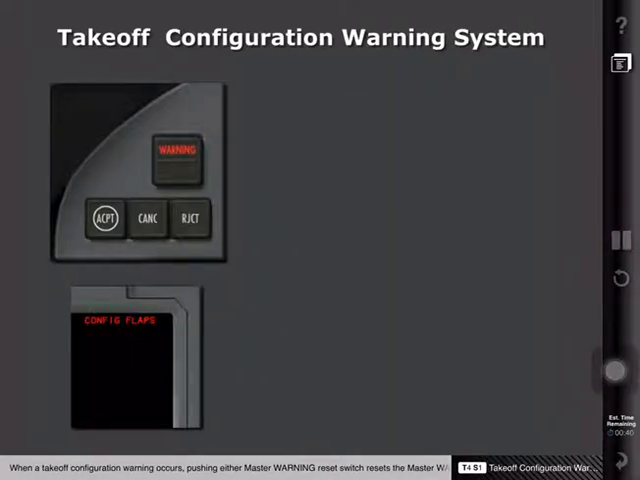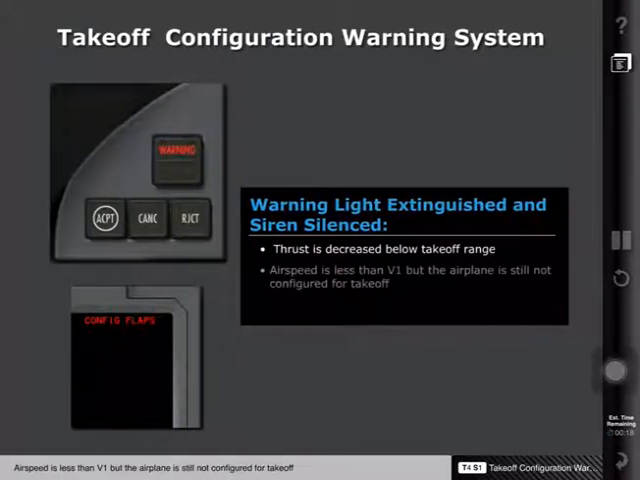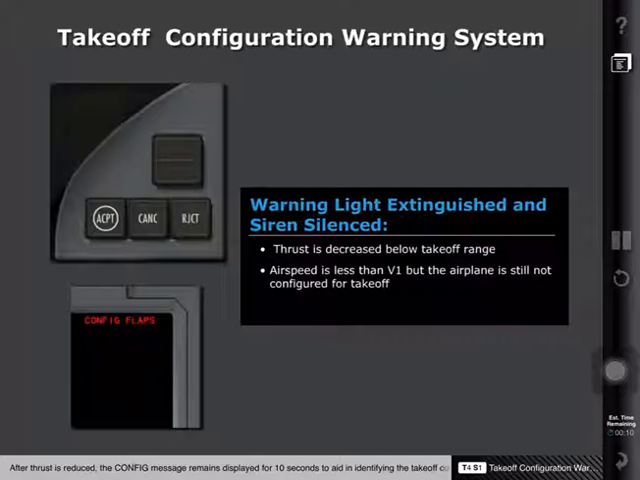When a takeoff configuration warning occurs, pushing either master warning reset switch will reset the master warning lights, but will not silence the siren or clear the EICAS alert message. The master warning lights are extinguished and the siren is silenced if thrust is decreased below takeoff range and airspeed is less than V1, but the airplane is still not configured for takeoff. After thrust is reduced, the configuration message remains displayed for 10 seconds to aid in identifying the takeoff configuration.